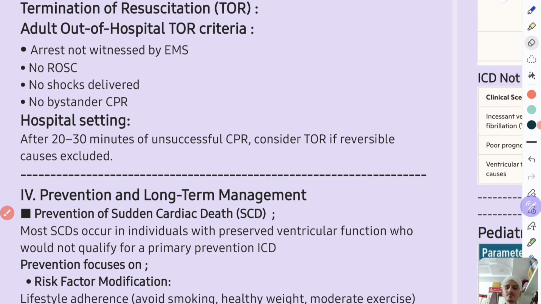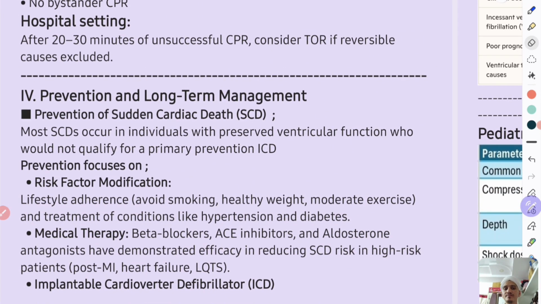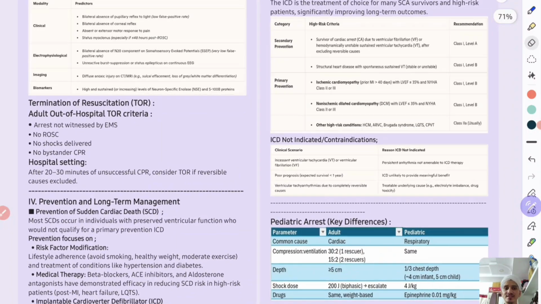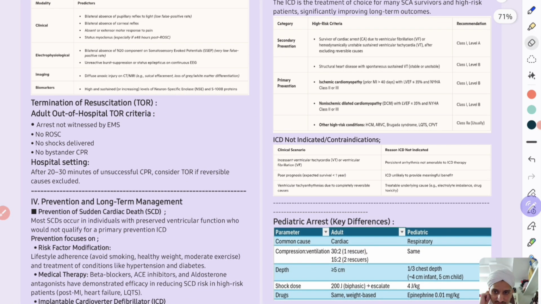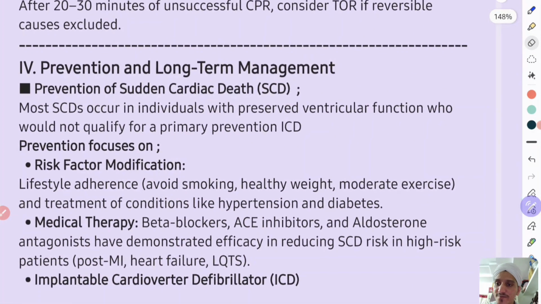Now, what is the prevention? How to prevent this cardiac arrest? So prevention can be primary or secondary. Before the arrest, or in a patient who has just now come out of arrest. So how do you prevent, and what should be the long-term management?